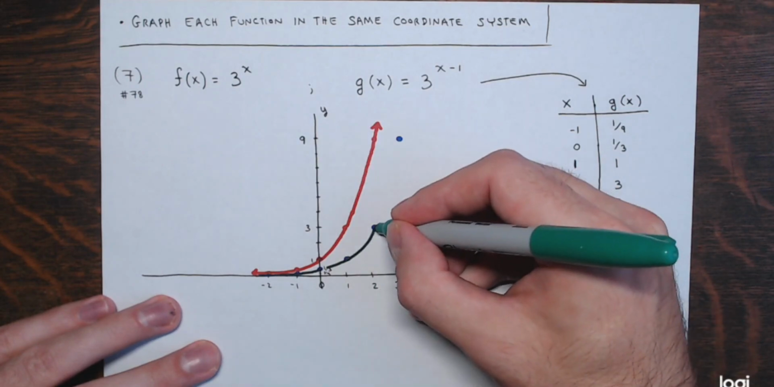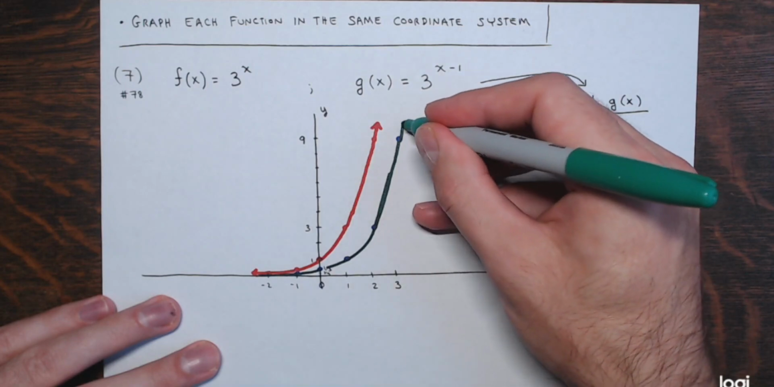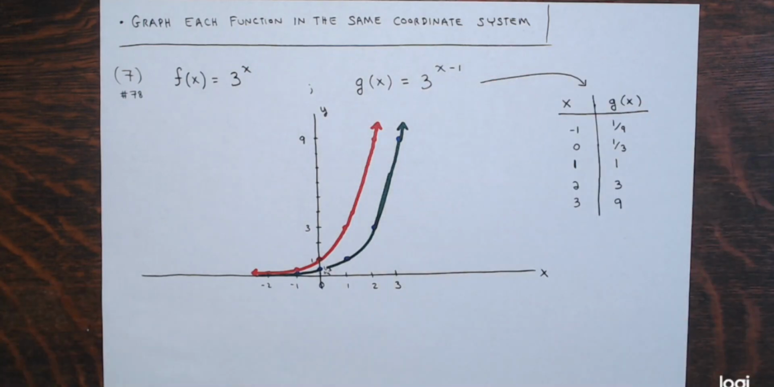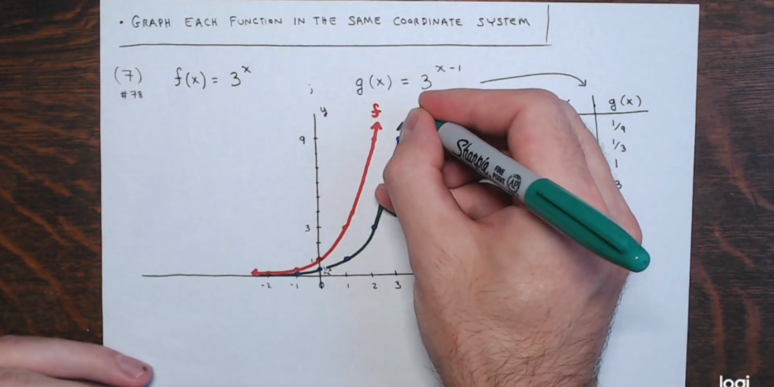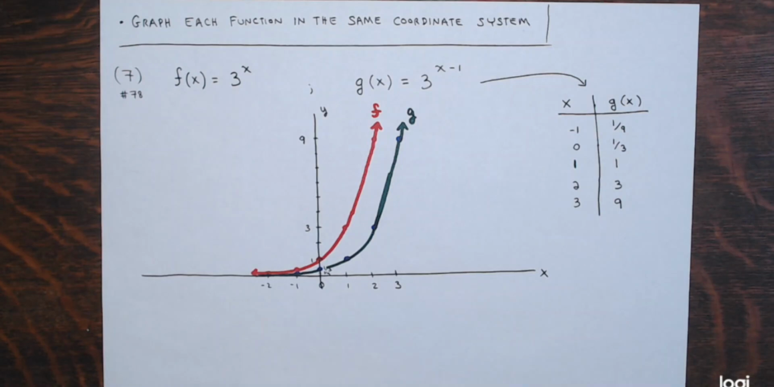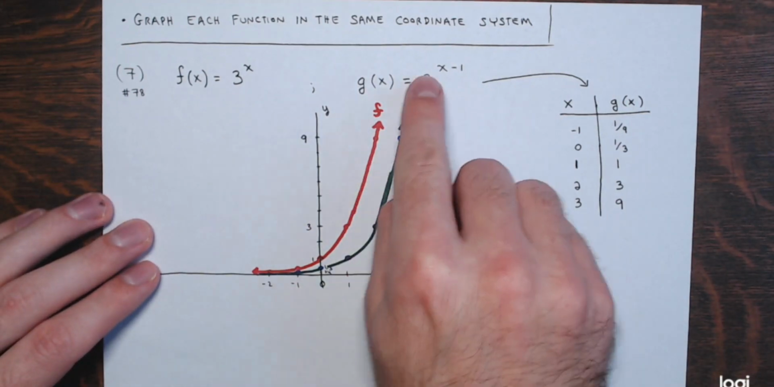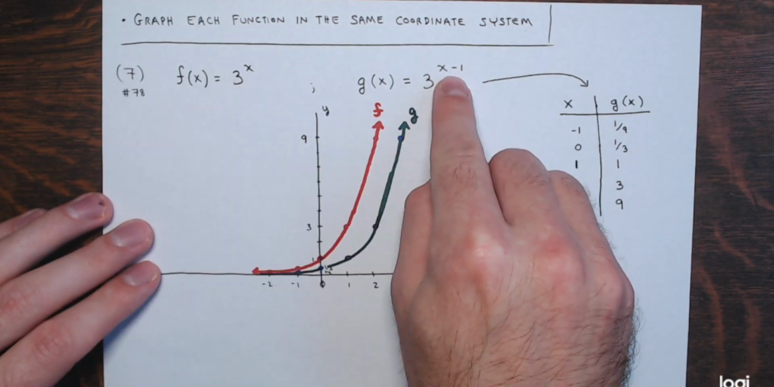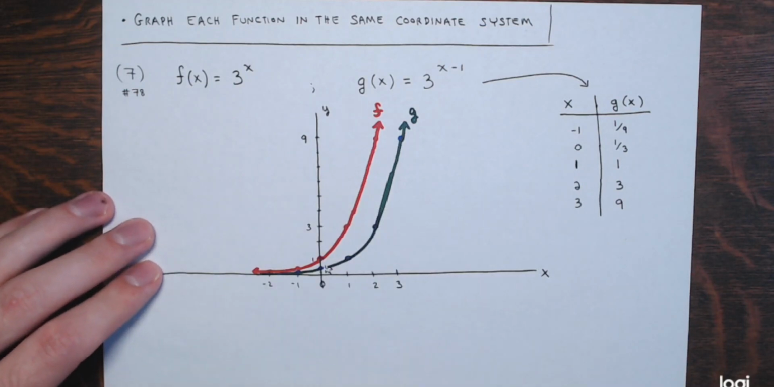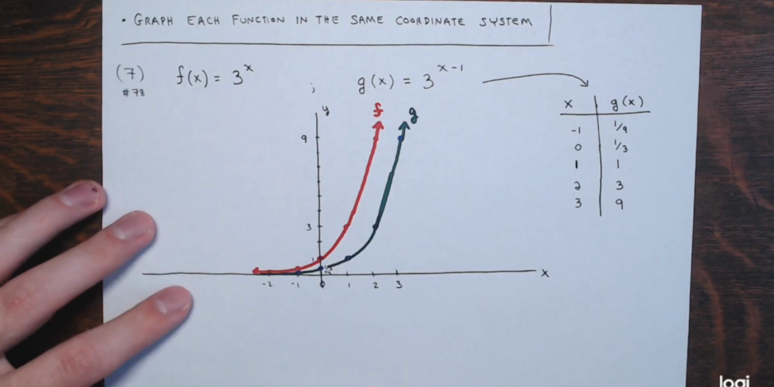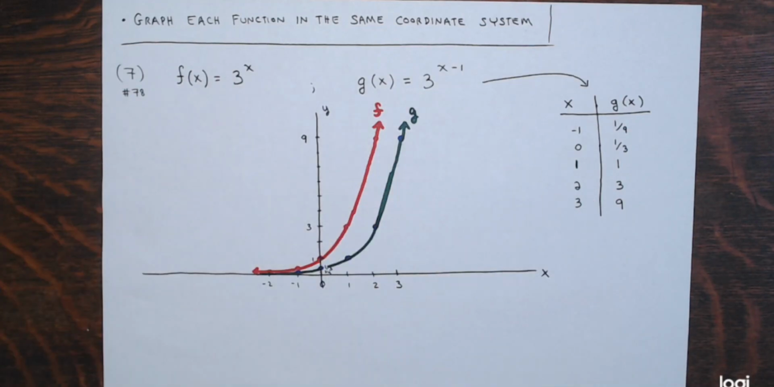Oops, should make that a little, like that. All right, so here's, again, the red graph is the graph of function f. This green graph is the graph of function g. All right. Notice changing x to x minus 1 just shifts the graph to the right 1 unit. Changing x to x minus 1 shifted the graph to the right 1 unit.